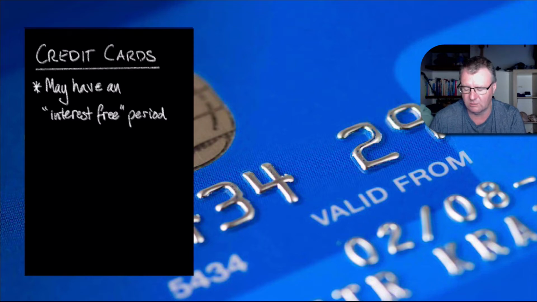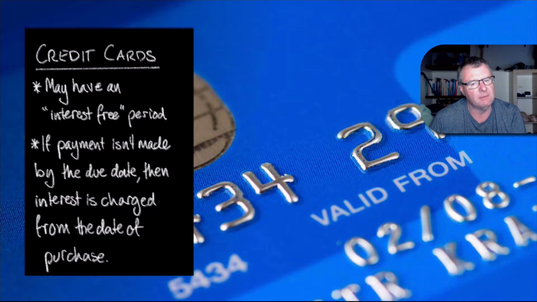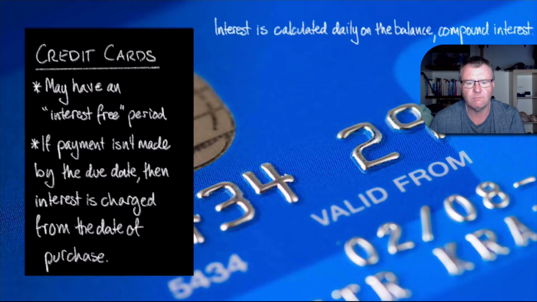So you'll be told. If payment isn't made by the due date on the statement, then the interest is charged back from the date of the purchase. So the purchase date is always pretty important in these questions. The important thing to notice about credit card interest is that it's calculated daily and it's compound interest.